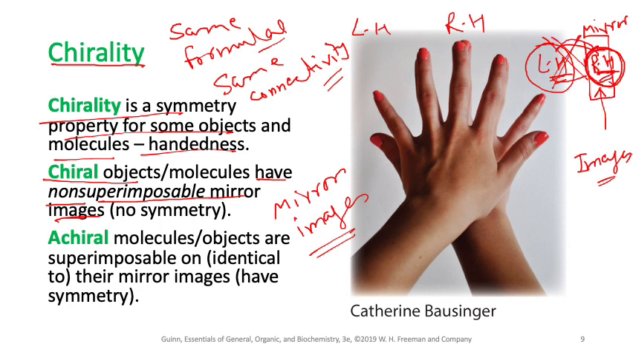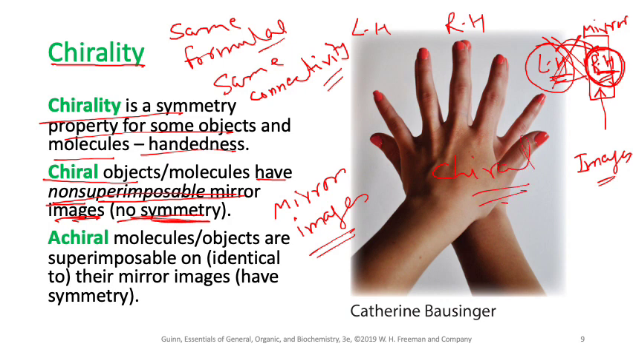So make sure you know this definition: non-superimposable mirror images means they don't have any symmetry, right? And we call those kinds of molecules and objects chiral objects. So that means our hands are chiral, they are not symmetrical.